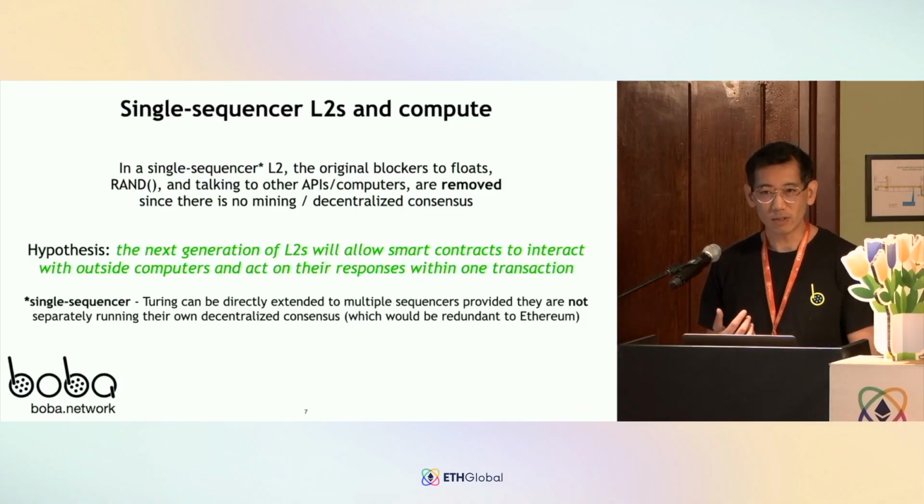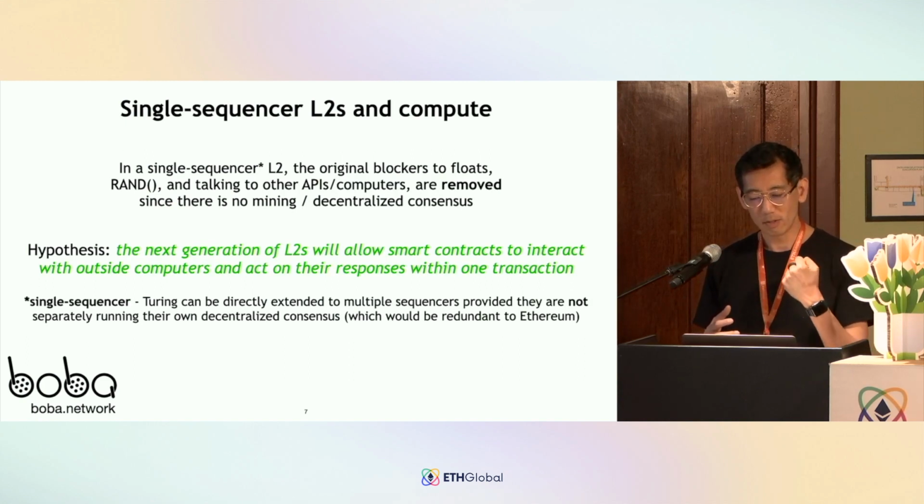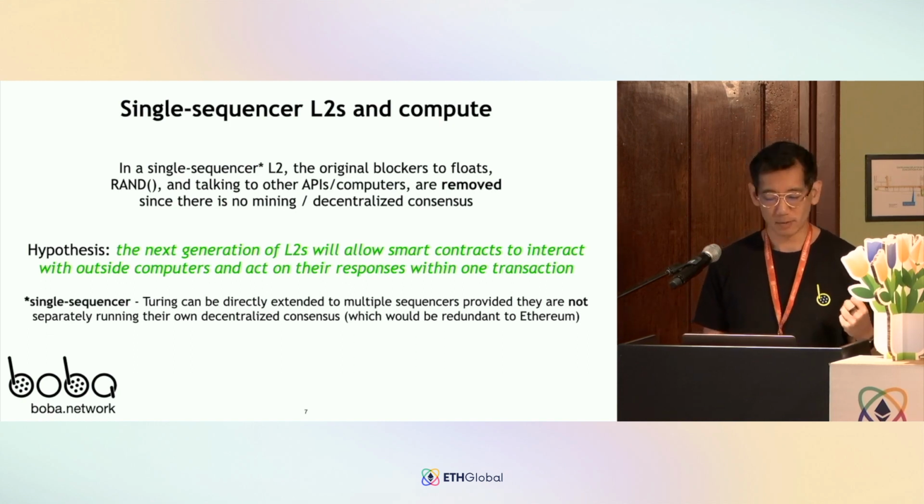On layer 2s, there's only a single sequencer that produces the blocks and executes the transactions. And therefore, we thought, maybe we could use this to our advantage, to developers' advantage, to interact with the outside world, to call external APIs.